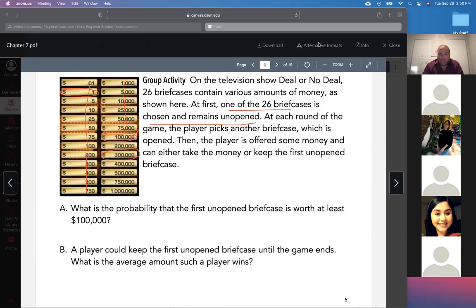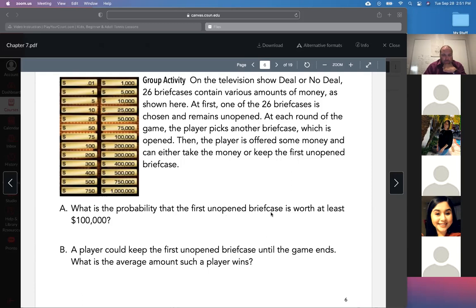Okay, it's a little more complicated than that, because quite often what happens is they offer you an incentive and they'll pay you this amount of money. It goes into more details, but we're not going to worry about that. For now, we're just going to do very simple. What is the probability that the first unopened briefcase is worth at least $100,000?